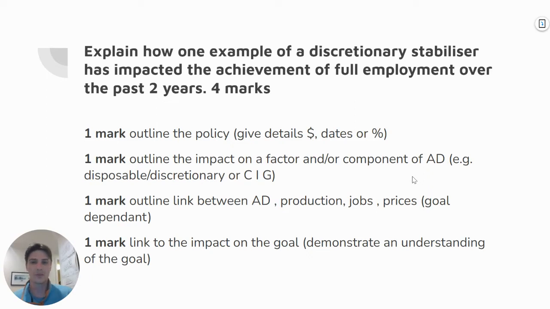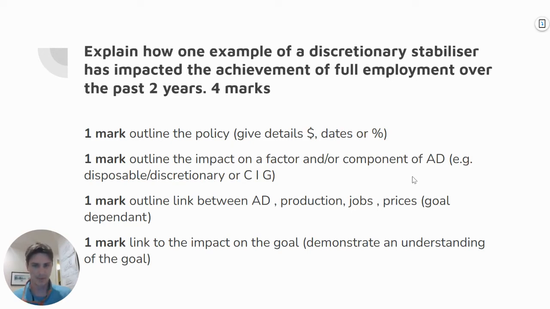Then we outline the link between aggregate demand and production and jobs. And here is where we think about a circular flow model. Students often forget to do this. They just say, well, AD increases, which means we achieve our goal of full employment. But how? Let's make as many links as we possibly can here.